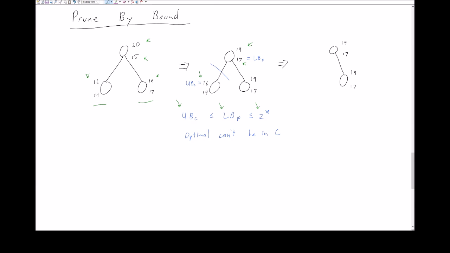Because the optimal solution can't be in this child node C, we can prune it. We no longer need to look in this child node because an optimal solution can't reside there. It's not going to give us any good information about either lower or upper bounds. In some sense, we've already used all the information associated with this node by updating the upper bound and the lower bound at the parent node. So now we no longer have to explore it, and so we get rid of this node. This is called pruning by bound.